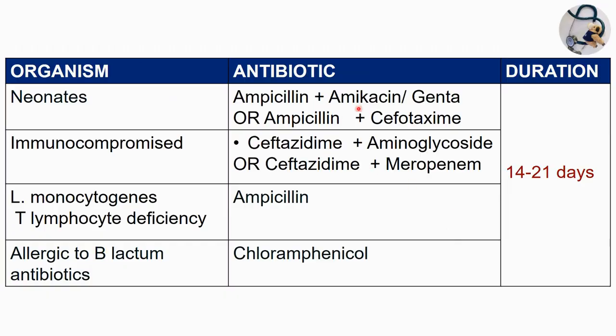In neonates, the antibiotic of choice is ampicillin with amikacin or gentamicin, or an ampicillin with cefotaxime combination is used. In immunocompromised patients, ceftazidime with an aminoglycoside or ceftazidime with meropenem is the choice. For Listeria monocytogenes, T lymphocyte deficiency, ampicillin is the drug of choice. If allergic to beta-lactam antibiotics, chloramphenicol is the choice. And in all these conditions, duration of treatment is 14 to 21 days.